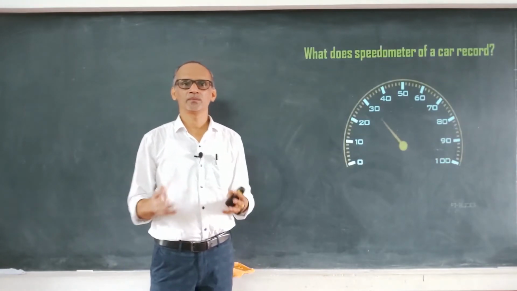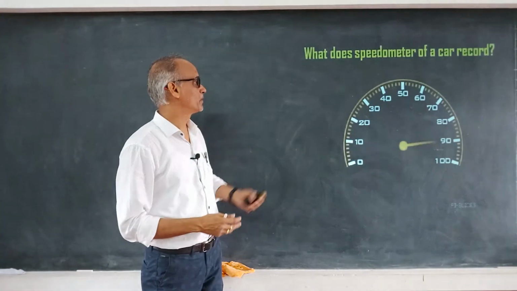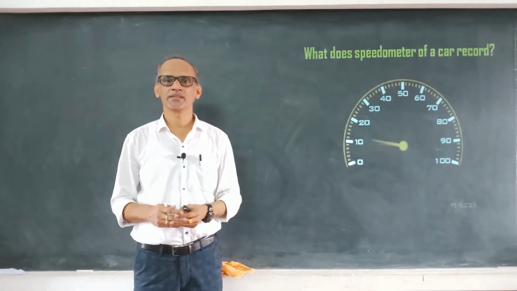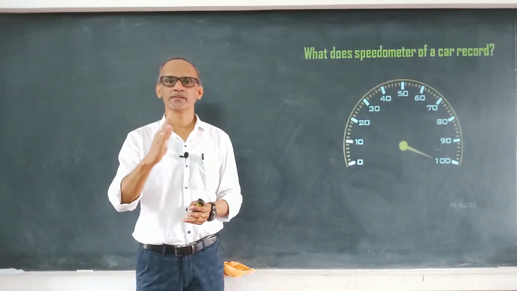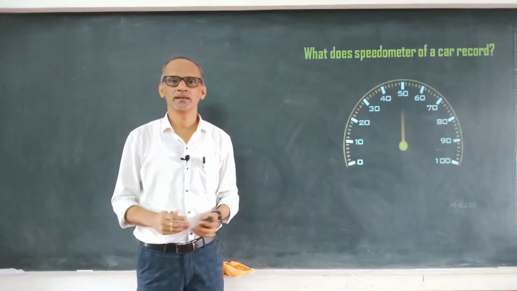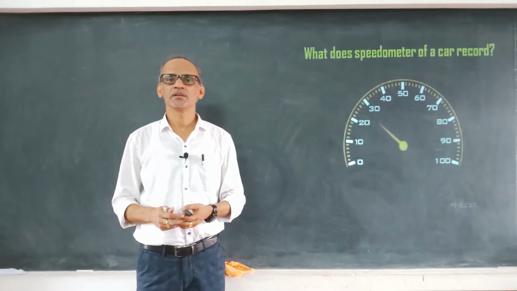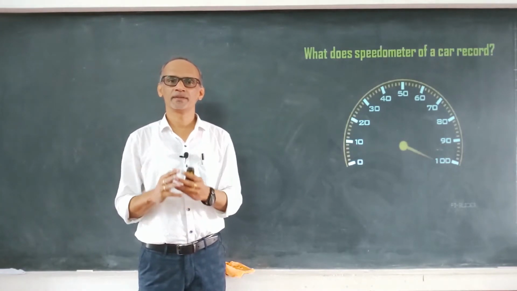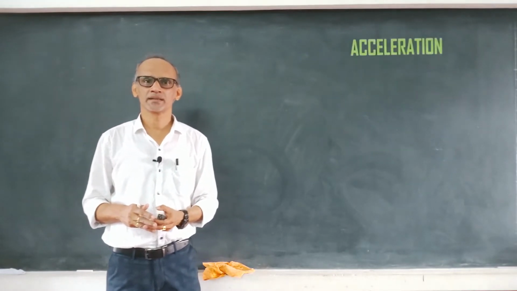Now, if you see the animation here, you get to see the speedometer, correct. So, what does the speedometer of a car record? The speedometer of a car basically records instantaneous speed, correct. As the car moves, the pointer varies continuously. This is an analog meter. You get to see even the digital speedometer also. So, the speedometer of any automobile always measures the instantaneous speed.